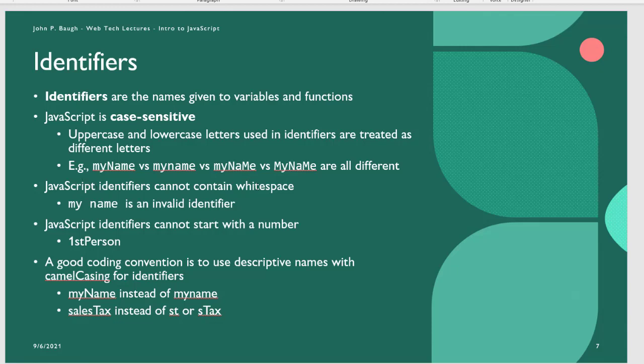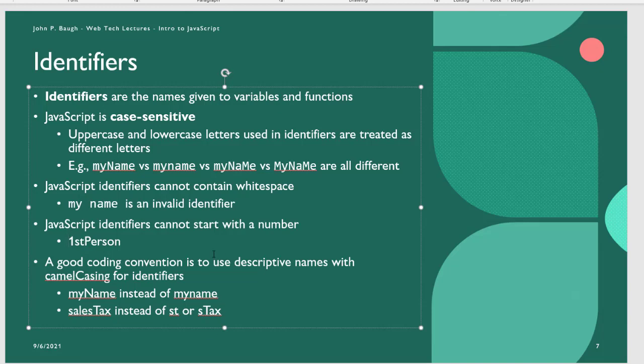JavaScript identifiers cannot contain white space. So "my name" with a space is not a valid identifier. JavaScript identifiers can't start with a number. So if you call it "1stPerson" or something like that, you can't do that. It can have numbers in it, but it just can't be the first character. So something like "myFirstPerson1" would be okay.